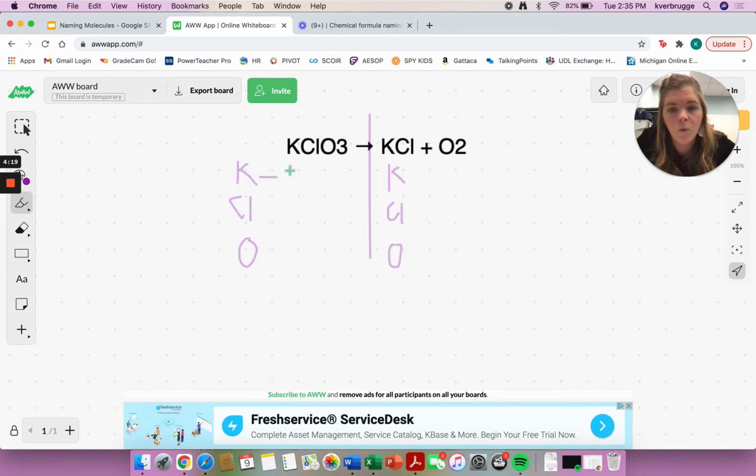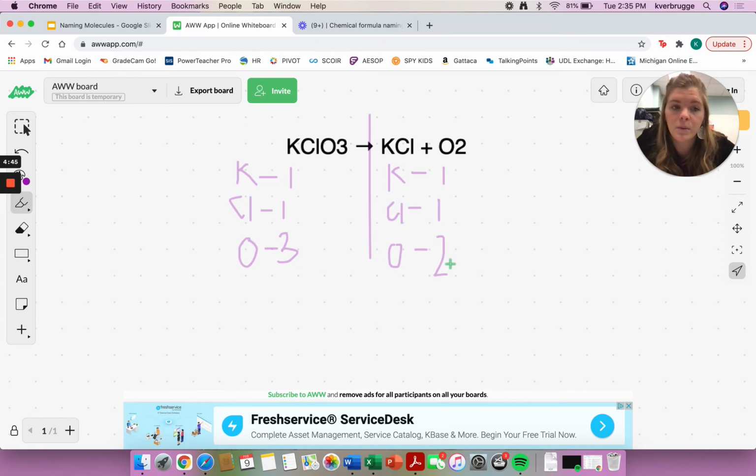Our next step is to figure out how much we have of each. Here we have 1 potassium, 1 chlorine, and 3 oxygens. And then on this side we again have 1 potassium, 1 chlorine, and we have 2 oxygens. So let's check if we're happy. We have 1 potassium to 1 potassium, which is good. 1 chlorine to 1 chlorine, but we have 3 oxygens to 2 oxygens. So we have to do something about our oxygens.